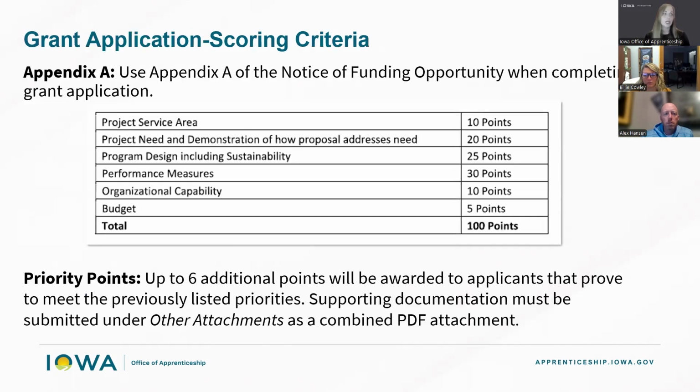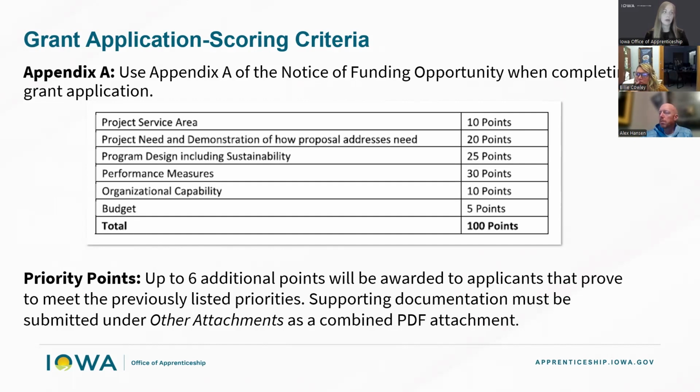So here's our scoring criteria. As you take back this webinar and the information and work through your application, there are just a couple things I wanted to highlight in the NOFO. If you scroll down to the bottom of that document, there is an Appendix A. I encourage you to use this when you're completing your grant application. It provides a little bit more instruction and detail on how to complete that application.